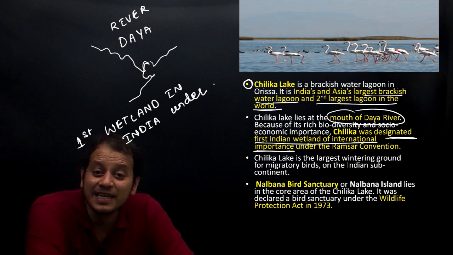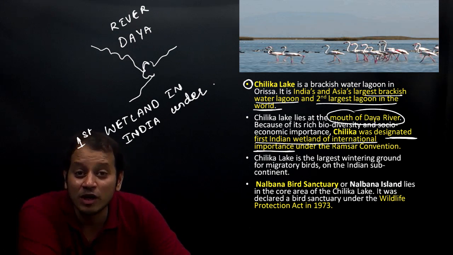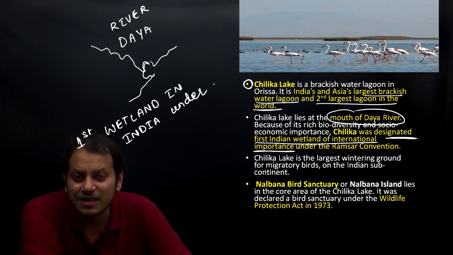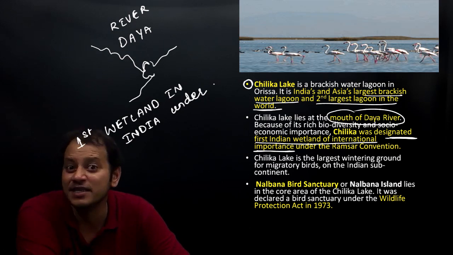Now, what is a wetland? Wetland means water body. It can be a natural water body as well as a man-made water body. Chilka is a lagoon, a lake, and therefore obviously it is a wetland.